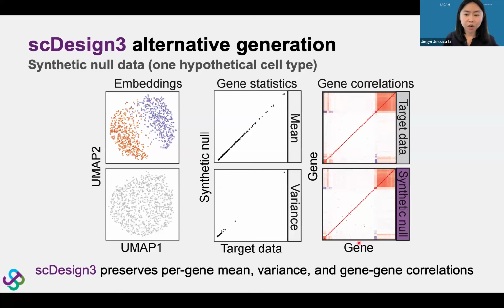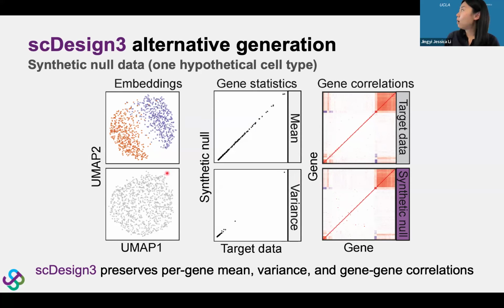Okay, for alternative generation, which I will talk about for the remaining of my talk, this is something I think could be interesting and useful. That is, if we assume our one hypothetical cell type model, that is the multivariate negative binomial model with Gaussian copula for the correlation structure, what we can achieve is by preserving every gene's mean statistic, every gene's variance statistic across all cells, and gene correlations across all cells. These are supposed to be preserved by our parameter estimation.